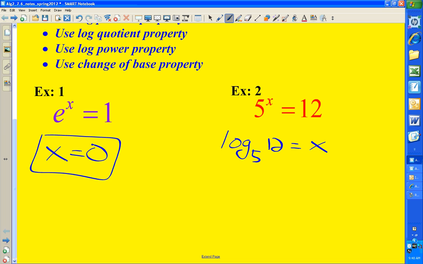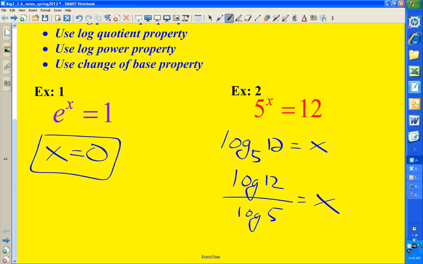Right, Samana? Why do we like base 10? Because it's on the calculator. Okay? So when we do change of base, we want to go with base 10. So we do common log of 12 over the common log of 5. Your answer needs to be between which two numbers? What does x have to be between? 1 and 2. 5 to the power of 1 is 5. 5 to the power of 2 is 25. So x has to be between 1 and 2.